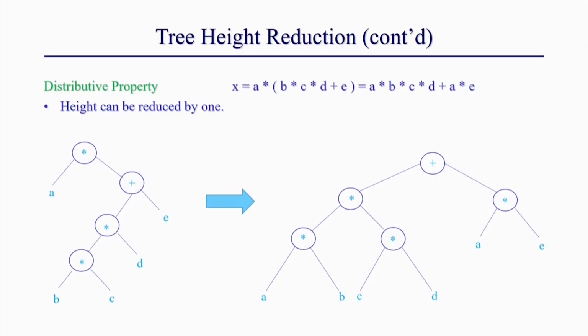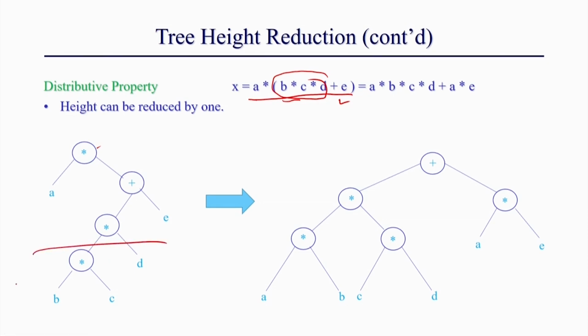Similarly, here is another example for distributivity. If you have this expression, you have to do this b star c first, because it is a multiplication, and then this addition will happen. So I am going to do b star c, then b star c into d, then I am doing the addition, and finally I am multiplying this with this multiplication. So I need basically 4 time steps.